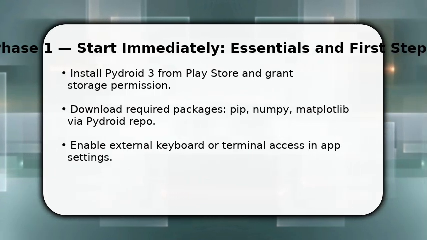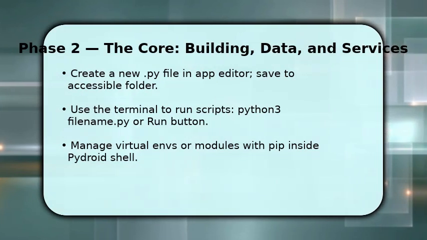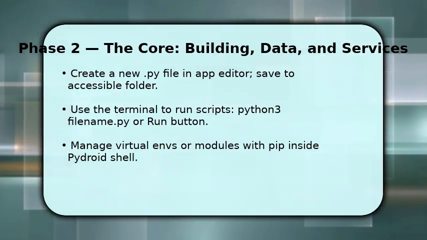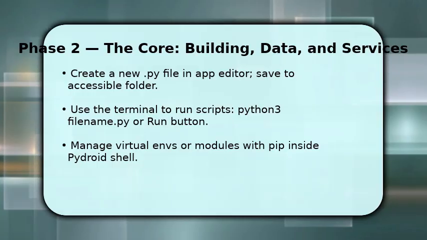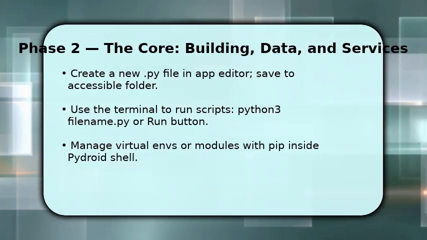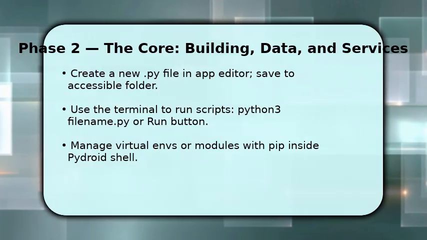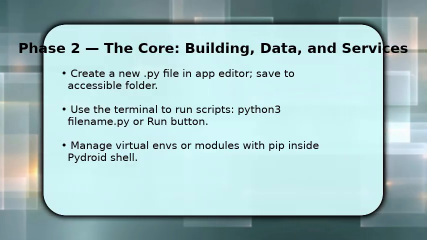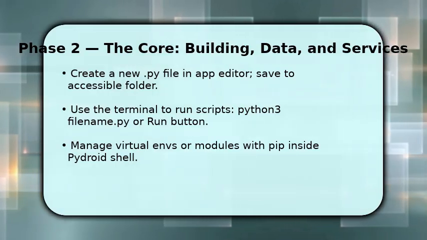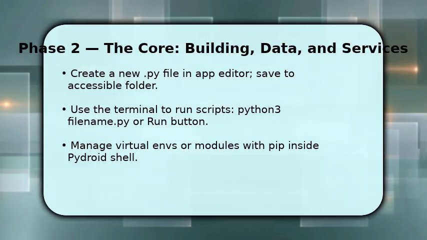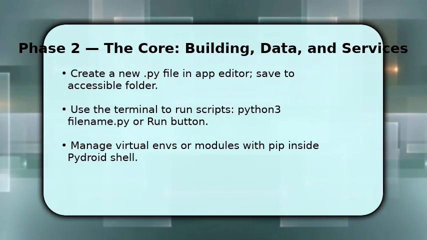that match your workflow. Now you write and execute. Open the editor, create a new .py file and save it where Pydroid can access it. Type your code, then either tap Run or switch to the terminal and run python3 filename.py to see output and errors in real time. If you need extra packages, use pip inside Pydroid's shell. This ensures compatibility. Once you see an error, read the traceback, fix the line, and rerun. Iterative edits are faster than massive rewrites.